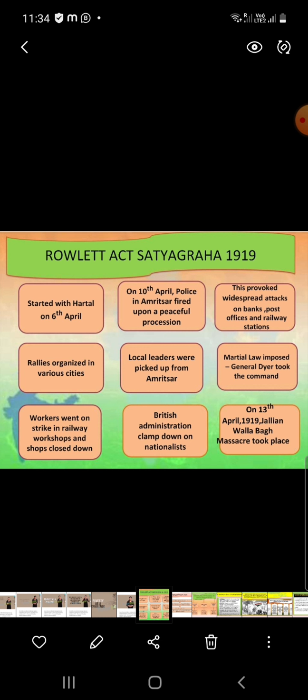A young generation of Muslim leaders, like the brothers Muhammad Ali and Shaukat Ali, began this movement. They discussed it with Mahatma Gandhi. Mahatma Gandhi, along with Muhammad Ali and Shaukat Ali, started the Khilafat movement to unite mass action on the issue. They raised the issue that the Khalifa should not be treated badly, to protect the Ottoman Empire, the Turkish Empire. Muhammad Ali and Shaukat Ali discussed with Mahatma Gandhi starting Satyagraha.